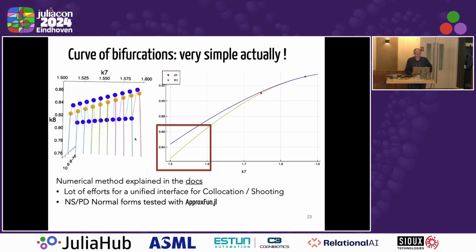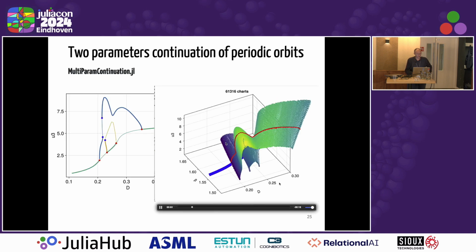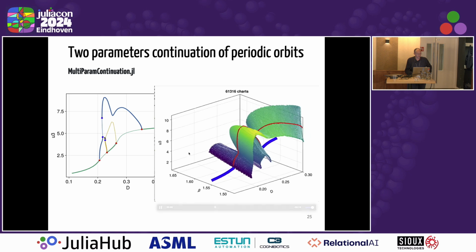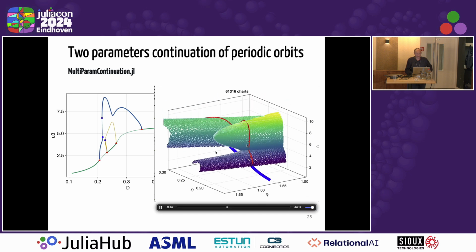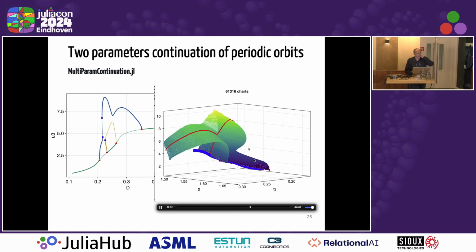One last thing. To compute this normal form, there's no analytical formula. So it's been tested against ApproxFun. And to my knowledge, this is the only software where these normal forms have been tested. A recent improvement is we can do the same with two parameters. So we can compute periodic orbits. These are periodic orbits here. And with two parameters, you can see the same on the right. So it's very useful to find isolas, for example.